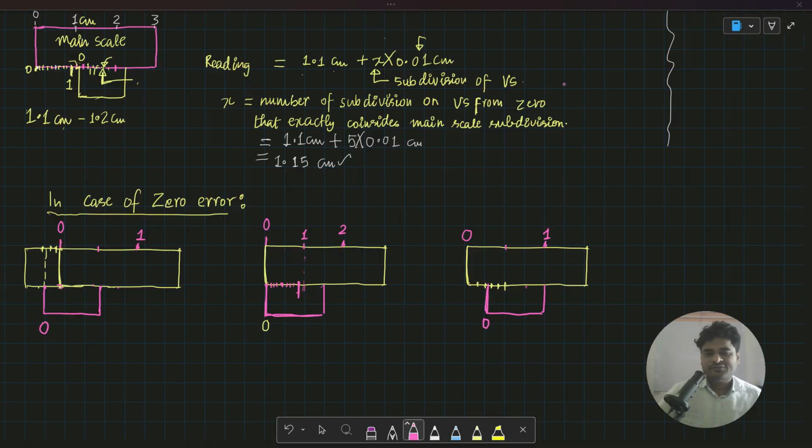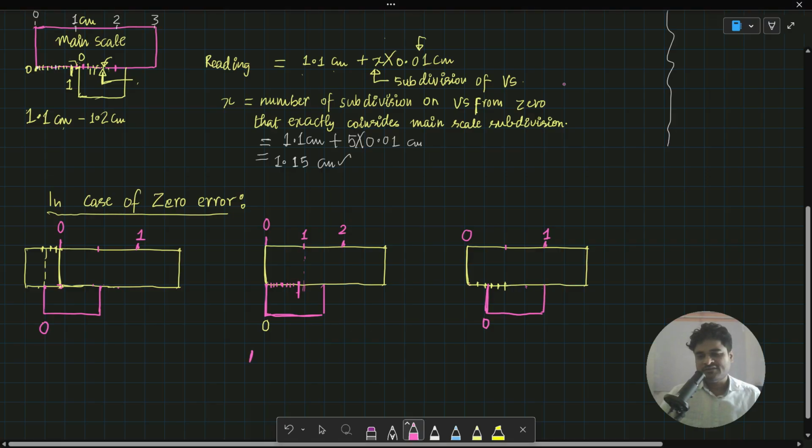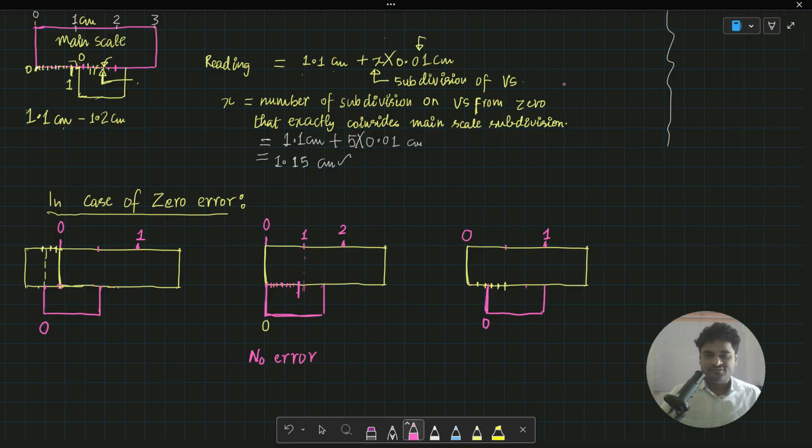Okay, so let's continue our discussion on the case of zero error. When there is no object and both jaws are aligned in such a way that the zeros are aligned, then we say that there is no zero error. This is the case that we have just studied.